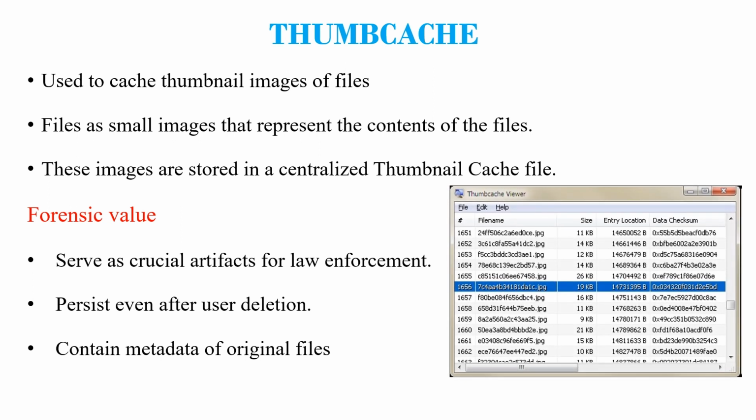So you can view this file using a specific tool like Thumb Cache Viewer, which is shown here. And the Thumb Cache files can be viewed on your Windows system by visiting these locations from the C drive.